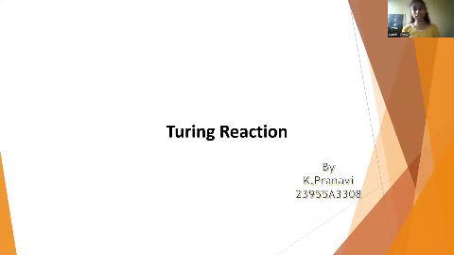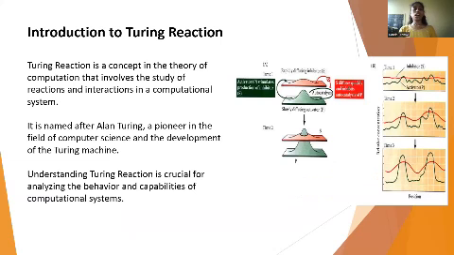My topic in the theory of computation is Turing reaction. Introduction to Turing reaction. Turing reaction is a concept in the theory of computation that involves the study of reactions and interactions in a computational system. It is named after Alan Turing, a pioneer in the field of computer science and the development of the Turing machine. Understanding Turing reaction is crucial for analyzing the behavior and capabilities of computational systems.